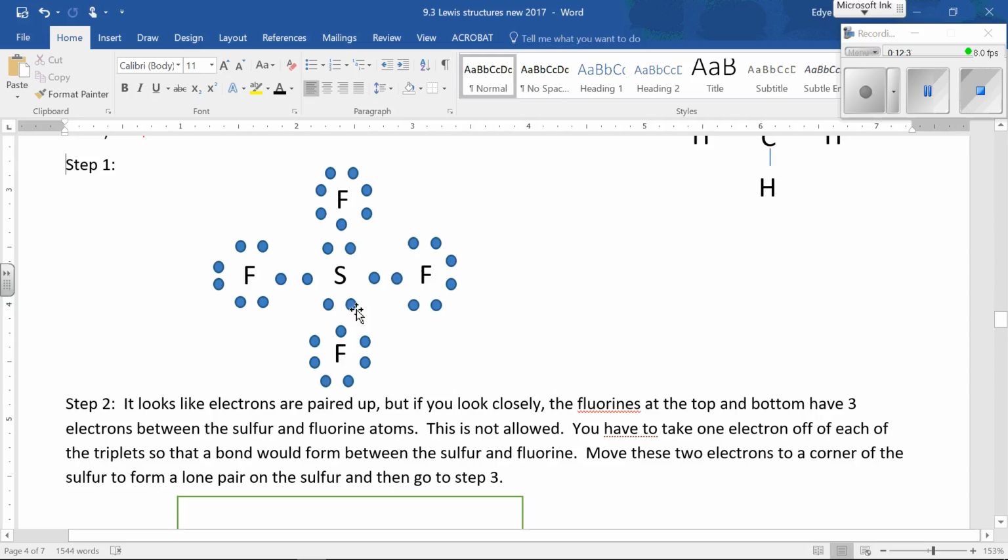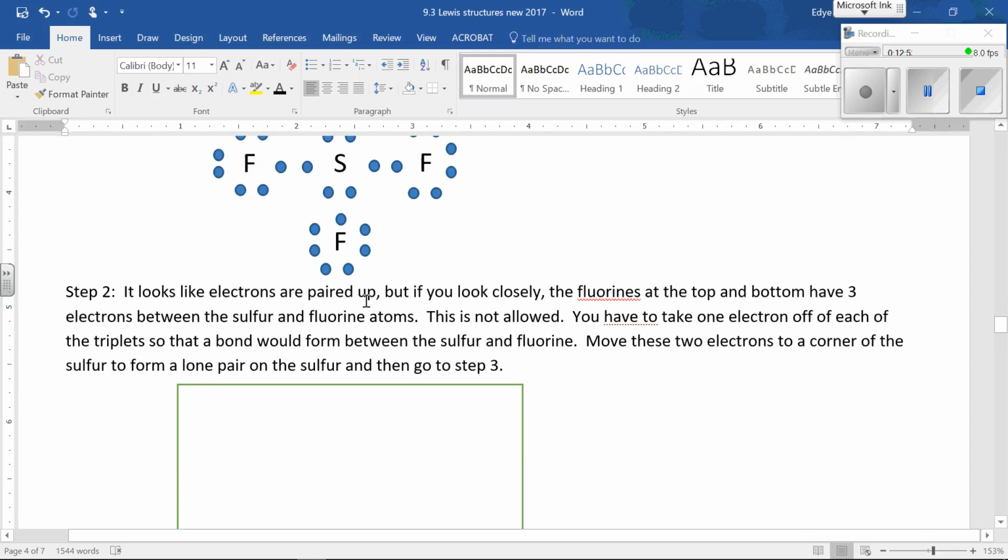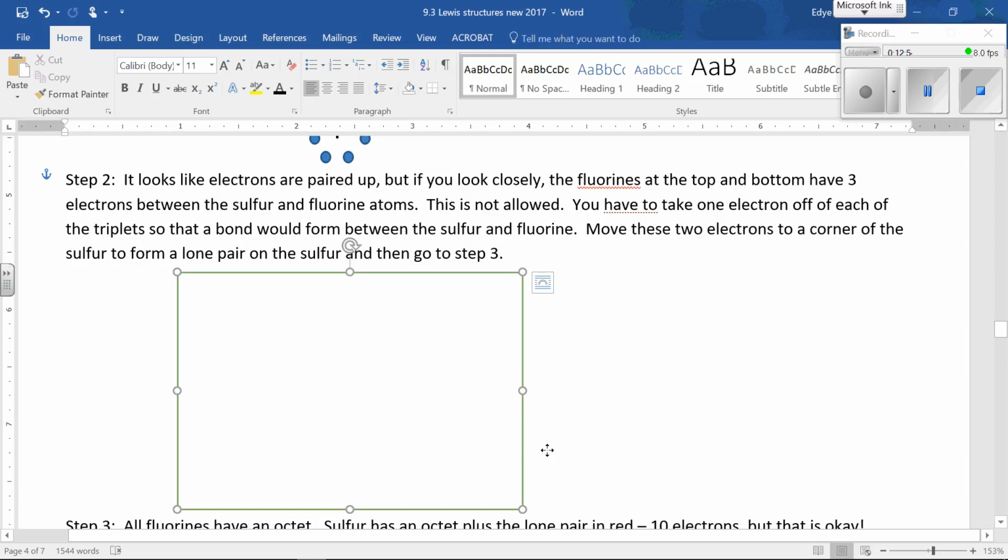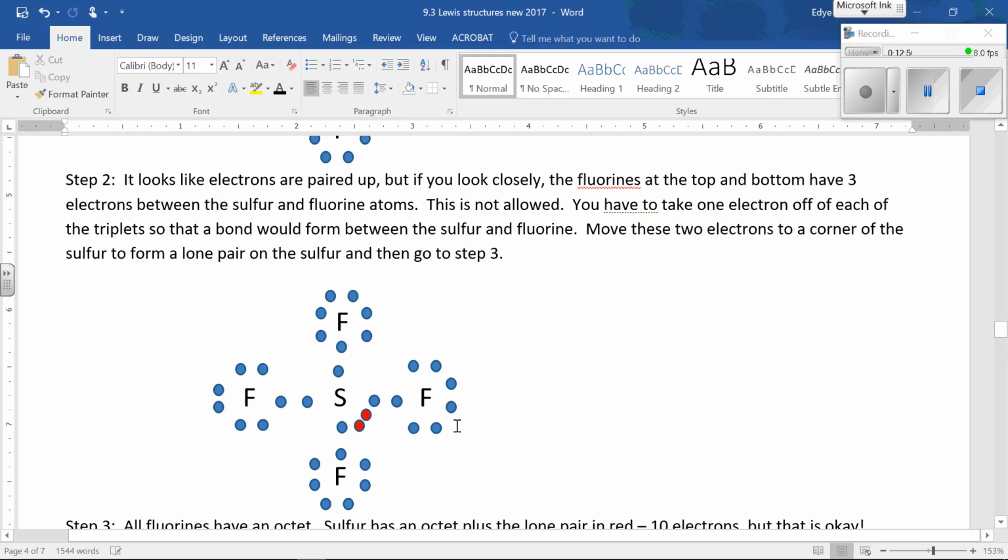So I'm going to take one of each of these, one from here, one from here, and I'm going to put them over in the corner, still attached to the S. I'm not going to put them around the fluorines. I'm going to keep them with the S's, and I'm just going to put them on the corner. All right. So that will look like this.